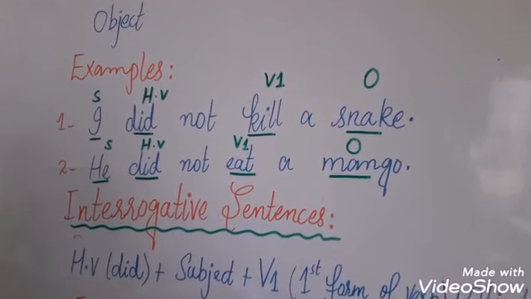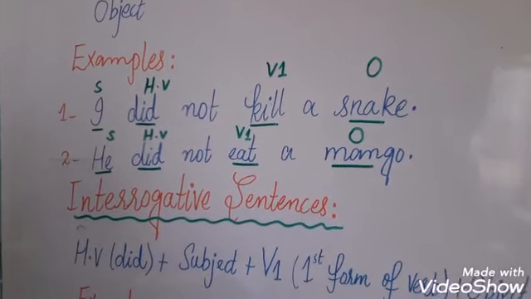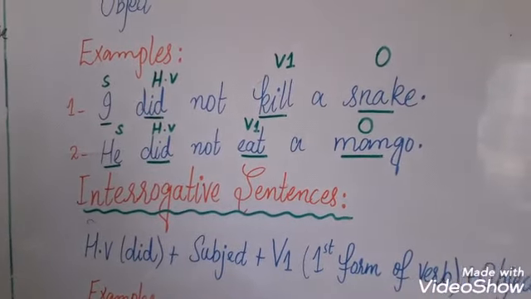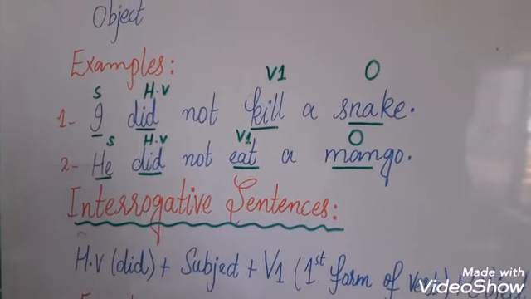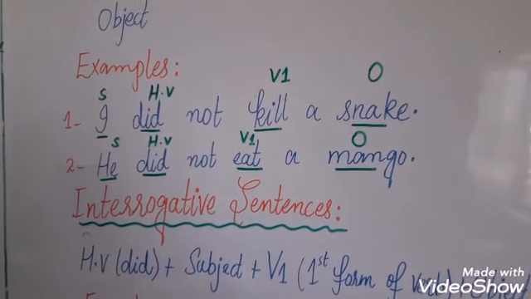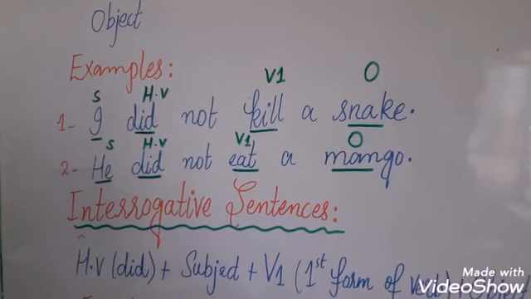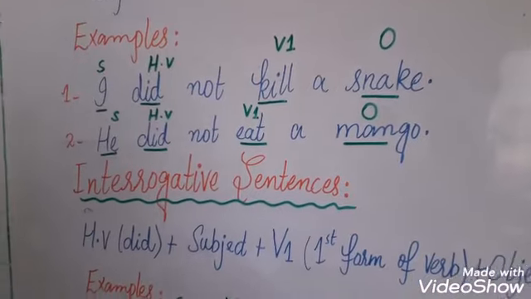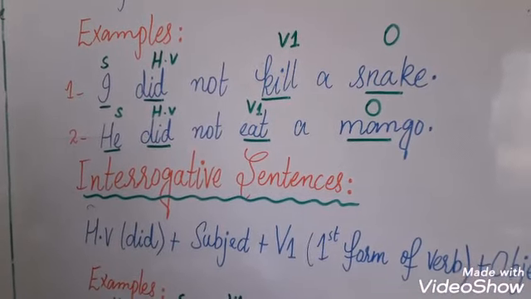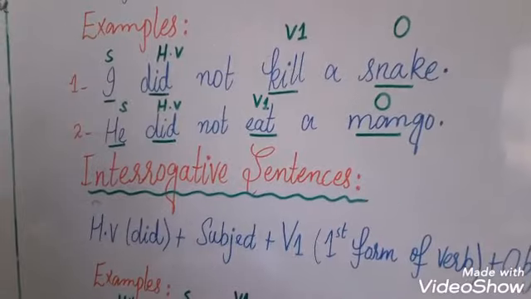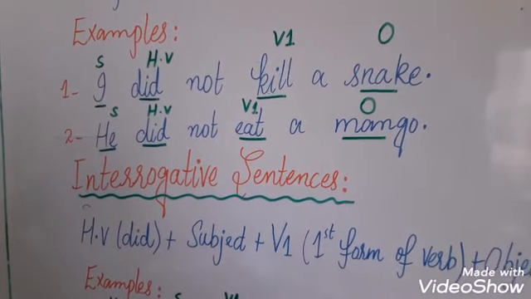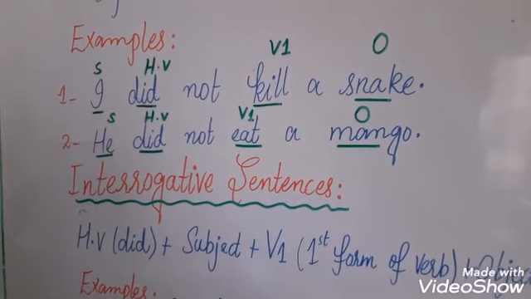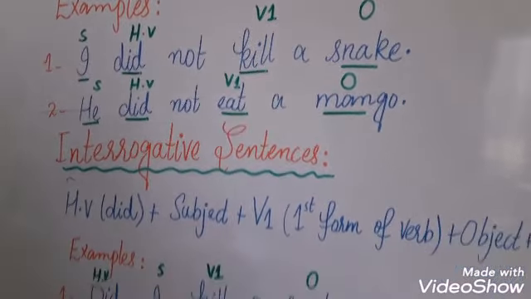Students, as we have discussed, we shall use the first form of verb in negative sentences. So I have used the first form of verb here. You can see I is the subject and did is the helping verb according to our rules. Not has been used as it is a negative sentence, kill is our first form of verb and snake is the object. Second example is: he did not eat a mango. In this sentence, he is the subject, did is the helping verb, not has been used because it is a negative sentence, eat is the first form of verb and mango is the object.